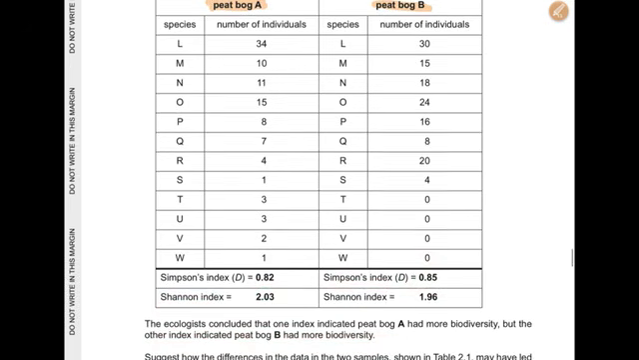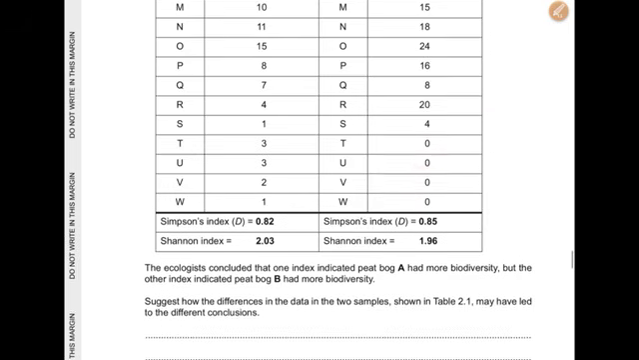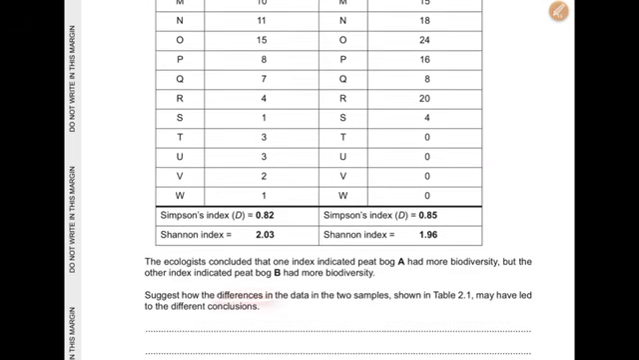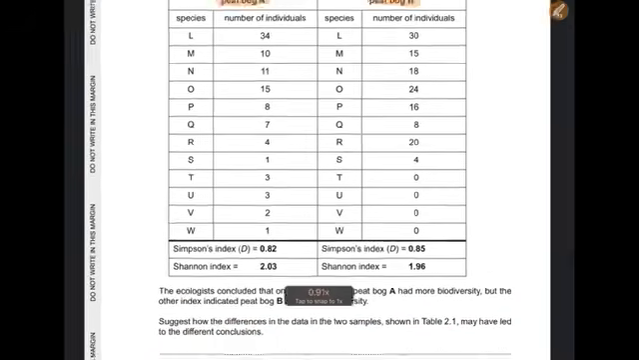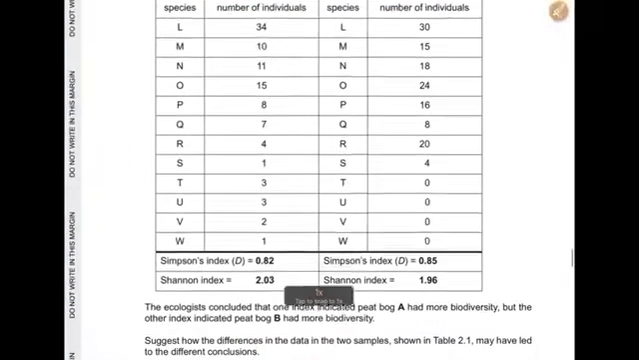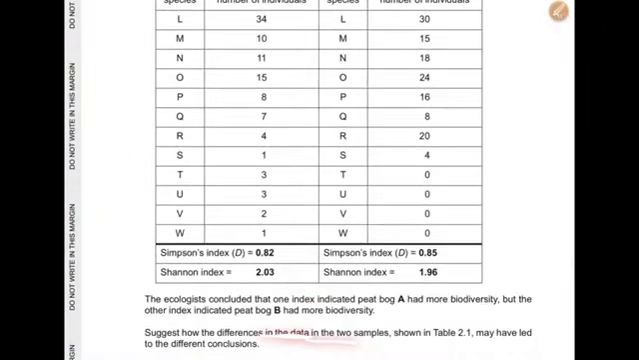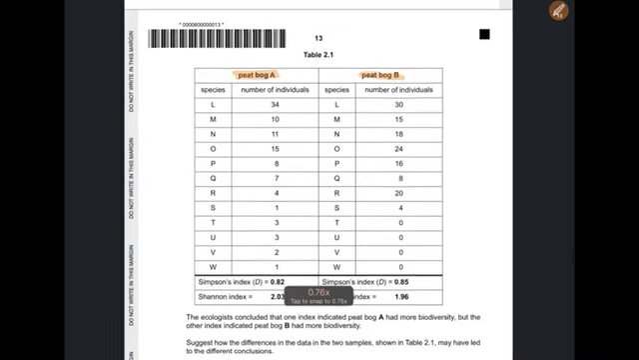So if you see, they're kind of conflicting. One index shows that peat bog A has more diversity, whereas the other index says that peat bog B has more biodiversity. So the question is how the differences in the data in the two samples shown in table 2.1 may have led to different conclusions. Okay, so we have conflicting conclusions. They're asking how the differences in data of two samples could have led to this.